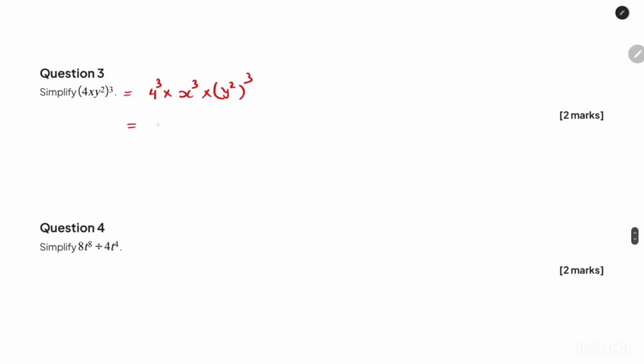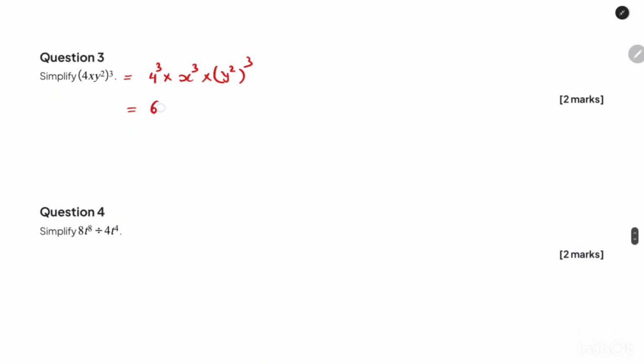Here the whole power 3 is given, so I can give them separate powers. So 4 raised to 3 into x raised to 3 into y square raised to 3. So this will become 4 raised to 3, which is 4 times 4 times 4, which is 64, x cube as it is, and y raised to 2 to the power 3, which is y raised to 2 into 3. So I can write 64 x cube y raised to 6. This is the answer.